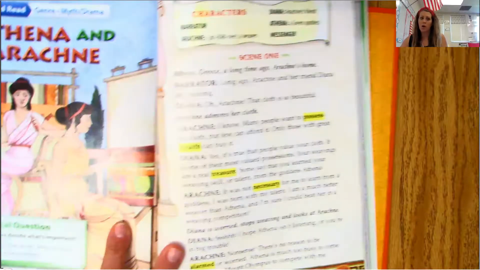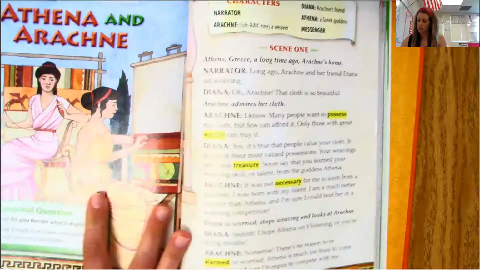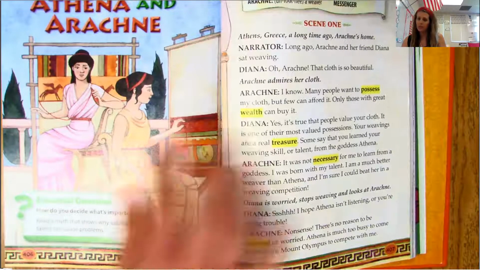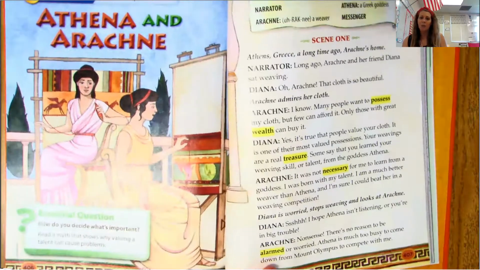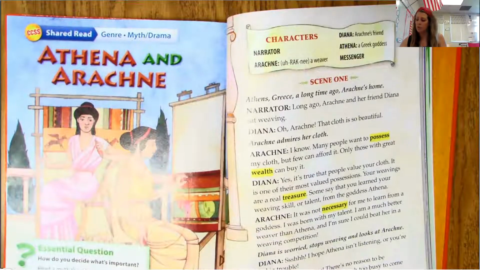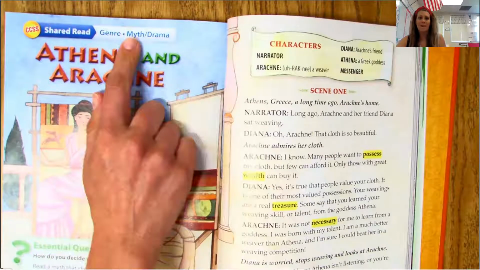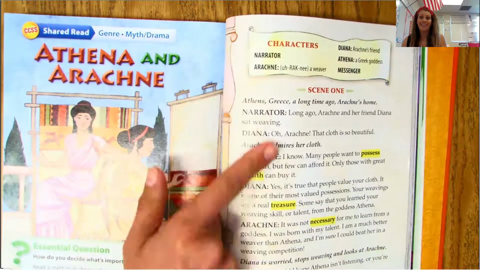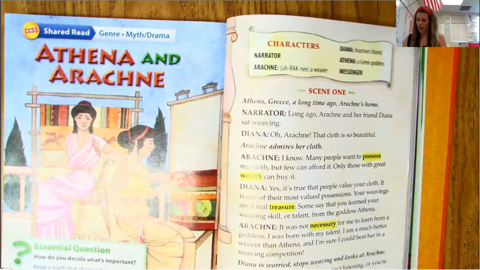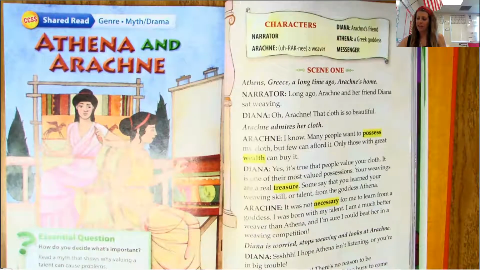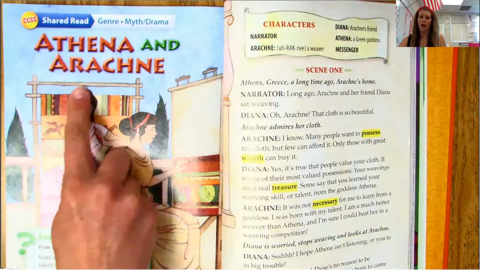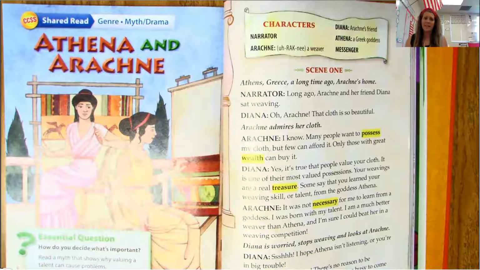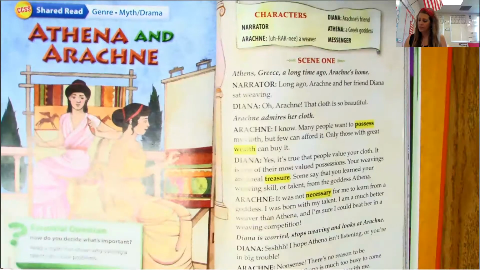And then in your Small Wonders book, you are turning to page 406. Now this is a genre that is new to us. It's a myth, a drama, a play. Okay, so again, page 406. Athena and Arachne, okay? So as we're reading it, it's gonna look a little different.